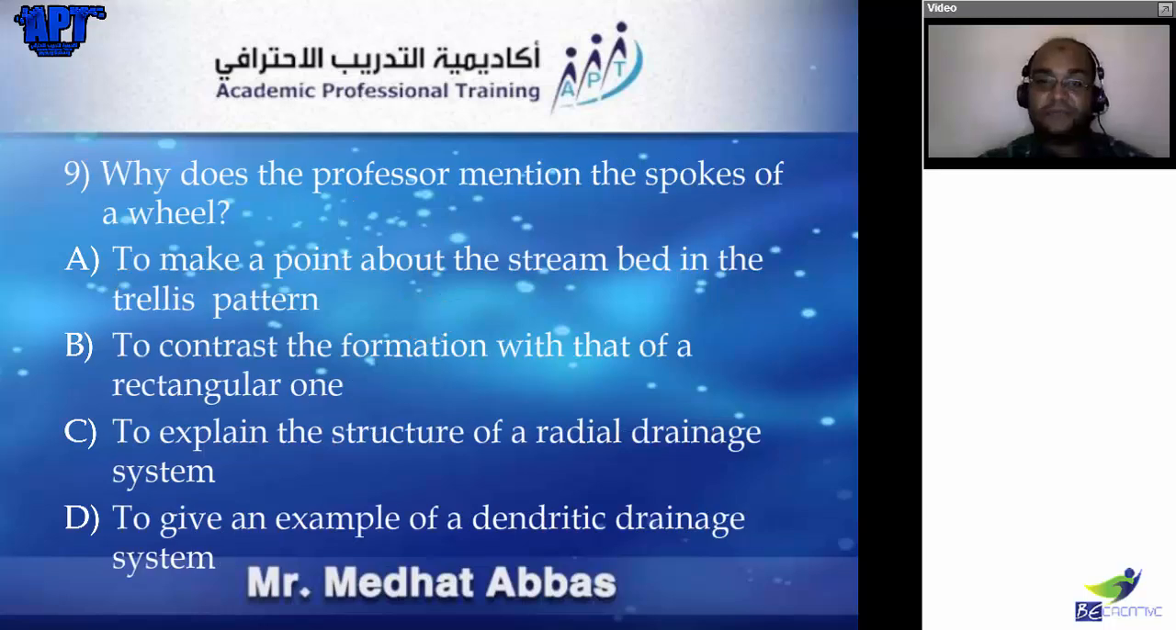Next. Why does the professor mention the spokes of a wheel? To make a point about the stream bed in the turtle's pattern, to contrast the formation with that of a rectangular one, to explain the structure of a radial drainage system, to give an example of dendritic drainage system. Of course, the right answer is, yes, I hear someone over there. Thank you. It's to explain the structure of a radial drainage system, which is letter C.